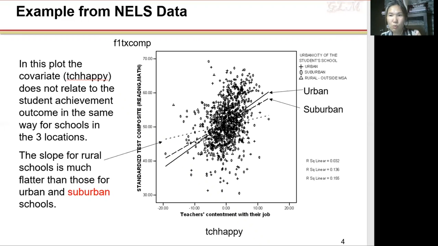But once you watch the video 6C, you know how to generate an interaction plot like this. So different slopes among different groups. Okay.